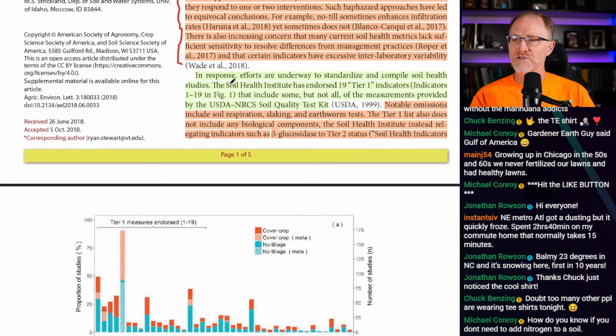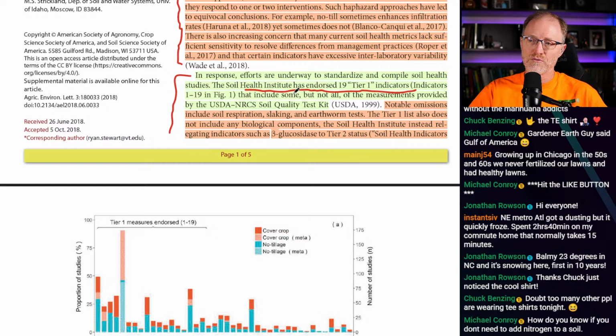In response, efforts are underway to standardize and compile soil health studies. The Soil Health Institute has endorsed 19 Tier 1 indicators, which, by the way, I do not agree with. Those are indicators 1 through 19, and I'm going to show those. That includes some, but not all, of the measurements provided by the USDA NRCS Soil Quality Test Kit. I'm going to show all these down here. You're going to see real quick why I do not agree with some of what was endorsed.